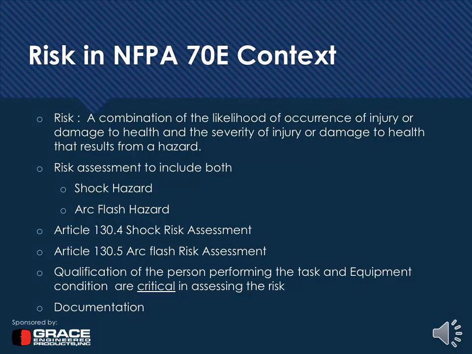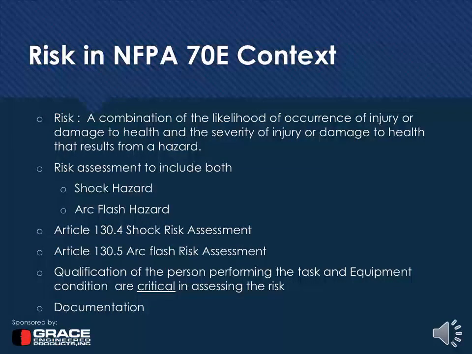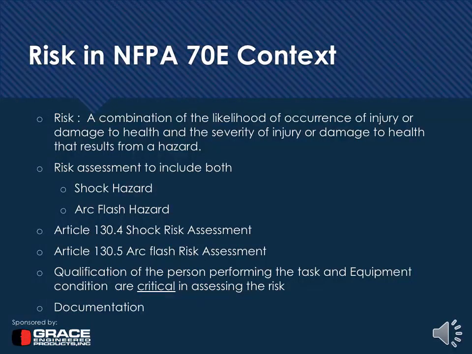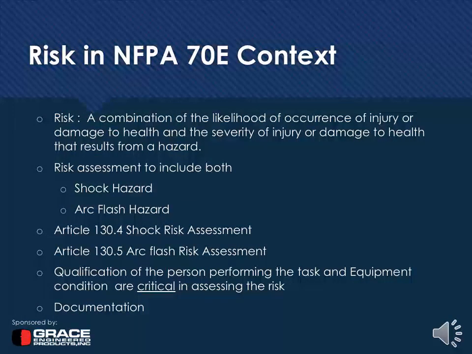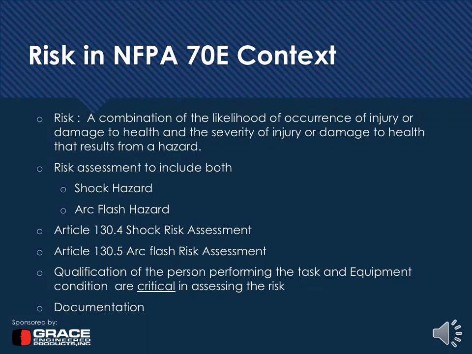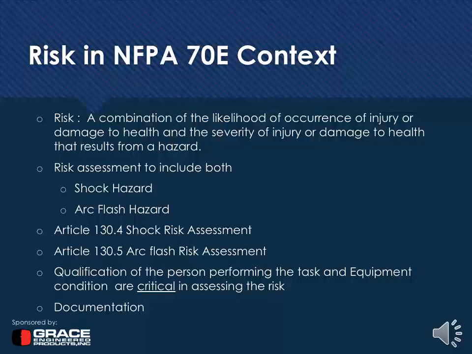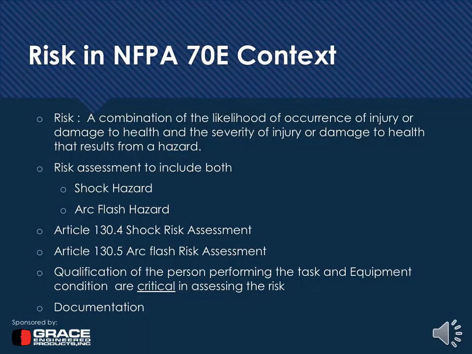So table 130.5 will give a good summary of how to estimate the likelihood of occurrence of arc flash incidents as well. So, qualification of the person performing the task and the equipment condition. When you look at the criticality, these two are very, very important. So whenever you do the arc flash assessment, make sure that the person's qualification is taken into consideration, and also the condition of the equipment, because these two things play a significant role while someone is working near that equipment or on that equipment.